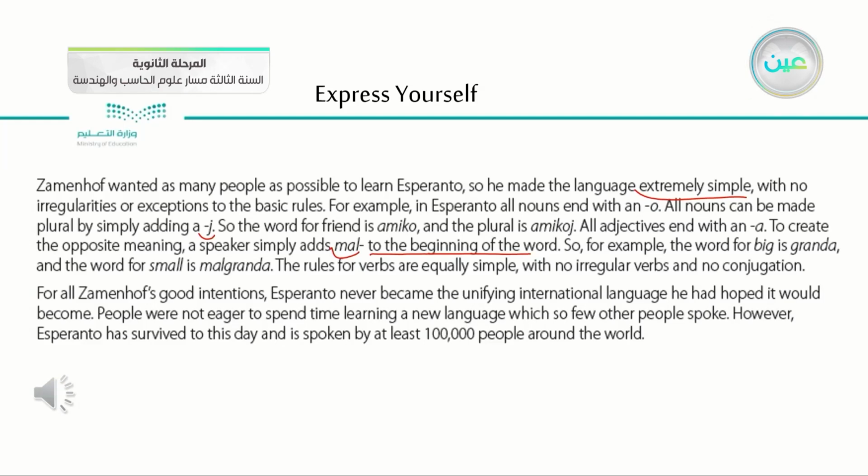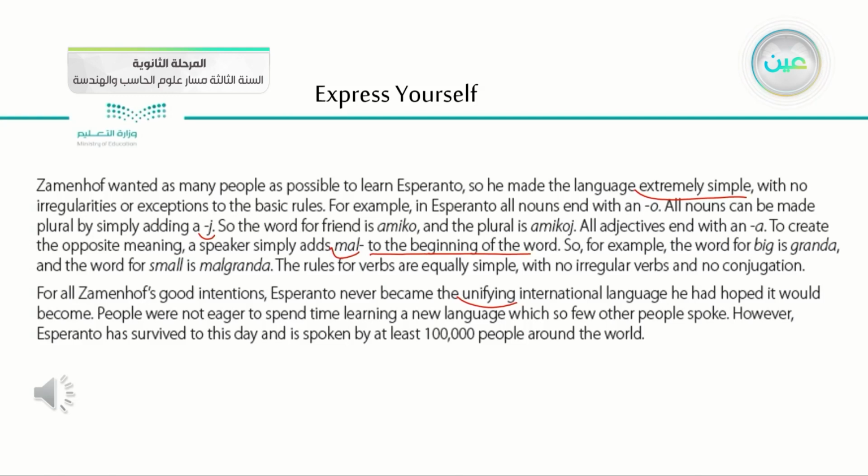After that, we have the word unifying. Esperanto never became the unifying international language. What is the meaning of unifying? Unify means bring people together. If we are in a context about people and we say unify, that means we want to bring people together. For example, here, Esperanto never became the unifying international language. So it hasn't become the language that brings people together, so they speak the same language.